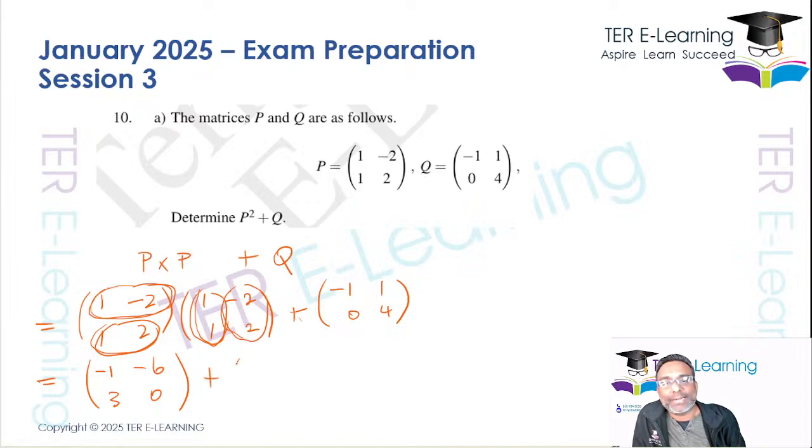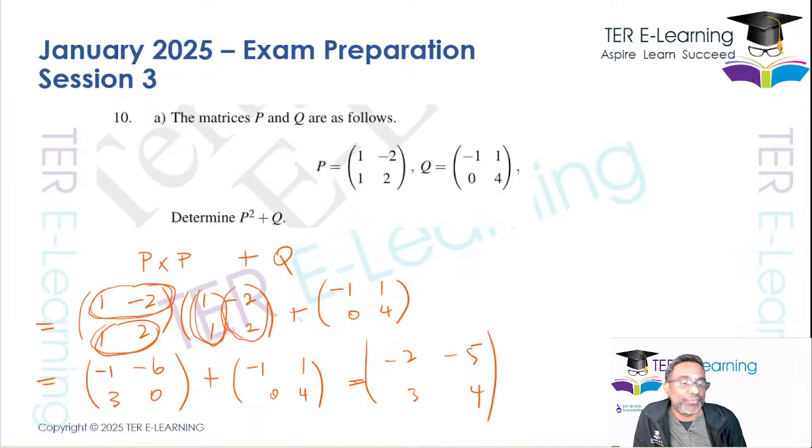And then you're going to add that now to minus 1, 1, 0, 4. So minus 1 plus minus 1, you get minus 2. Minus 6 plus 1, you get minus 5. Then 3 plus 0, you get 3, and 0 plus 4, you get 4. I don't know if anybody got this, those of you from my class.